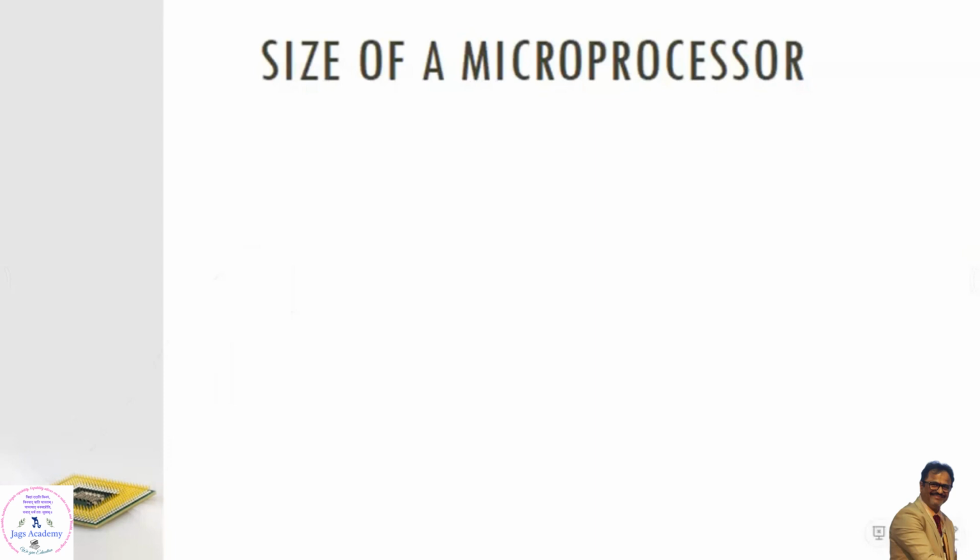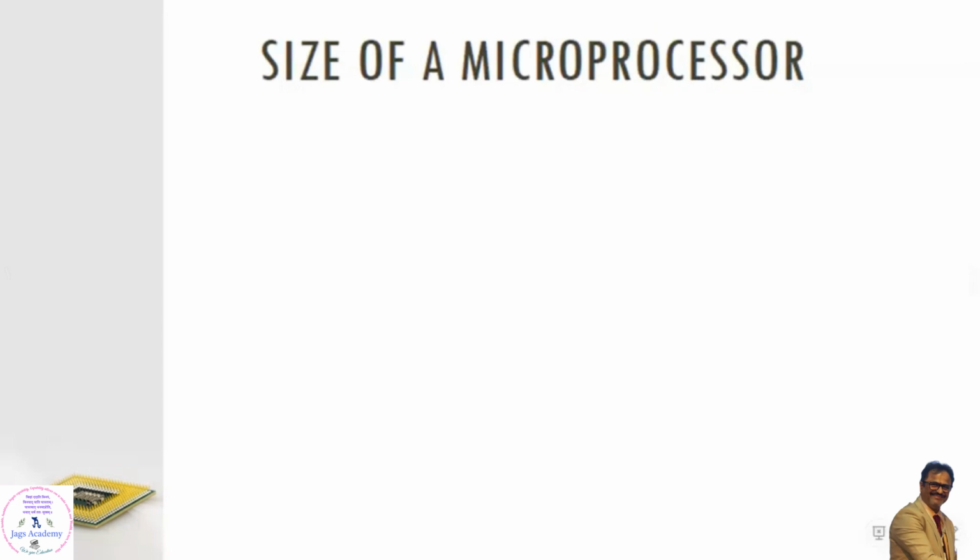Size of the microprocessor. What is the size of the microprocessor? What do we call it? The size of the microprocessor is nothing but the data size it can handle. So how do you decide the data size? In terms of bits. A data can be 8 bits, it can be 16 bits, or it can be 32 bits, or 64 bits. That is called the size of the microprocessor, right?